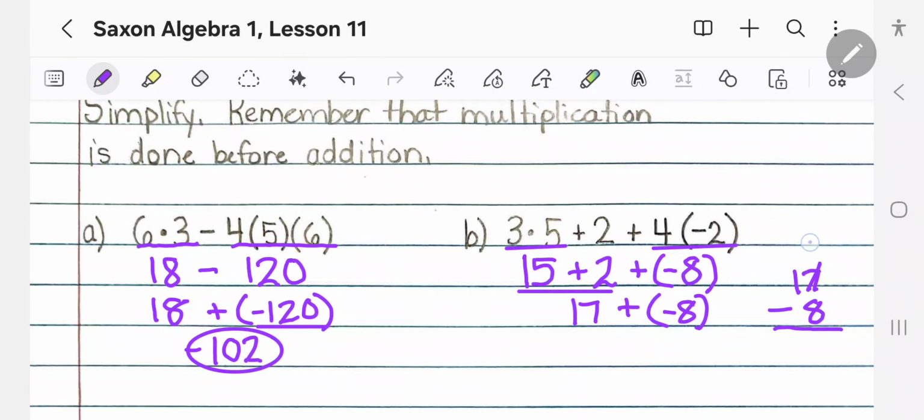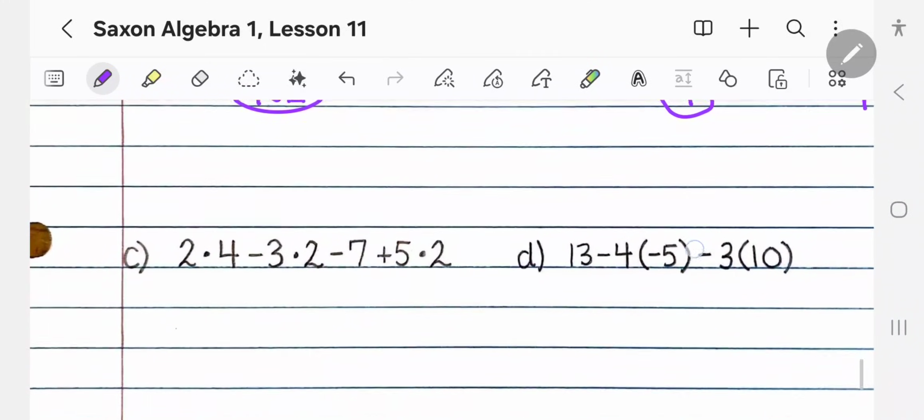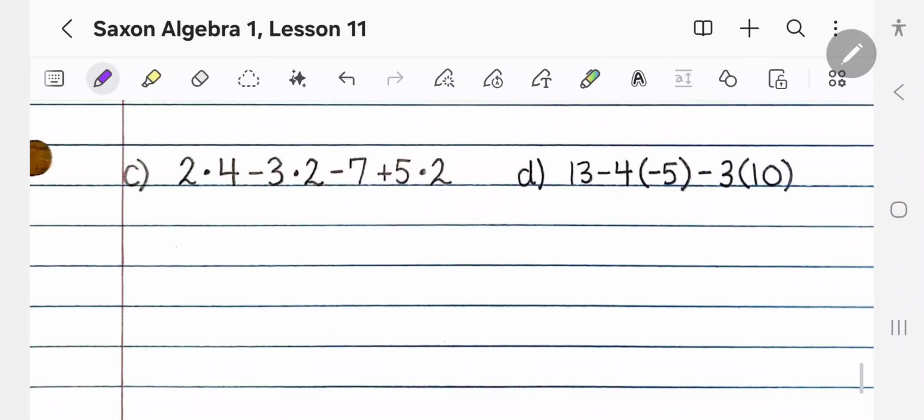17 minus 8, if you borrow here, you see it's the same problem. It is 9, because 9 plus 8 is 17. Sorry, guys. 9. Now I'm going to look and take the sign of the one with the largest absolute value. So I have a positive 9. Everybody makes mistakes, right? Now you won't make that mistake, hopefully.